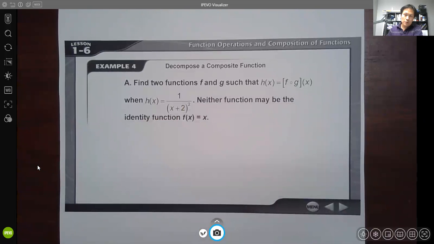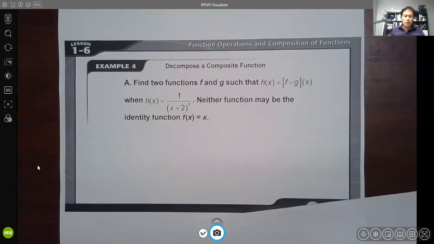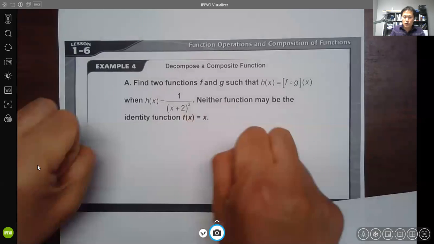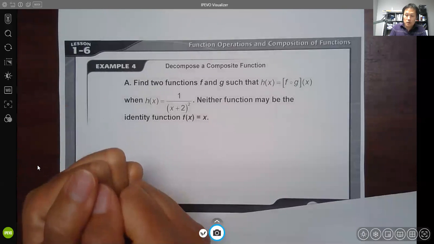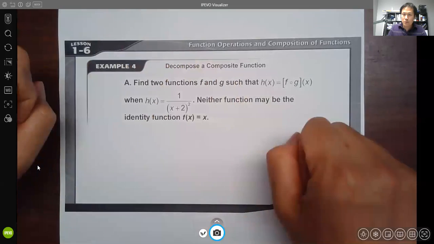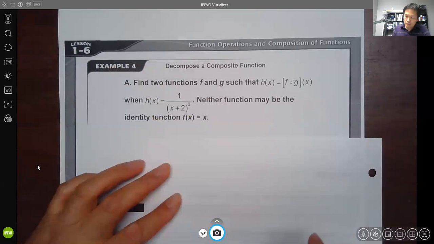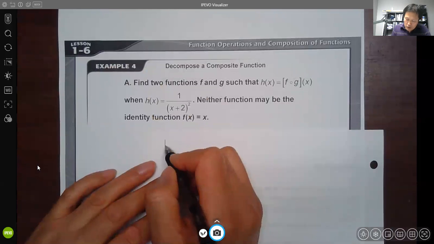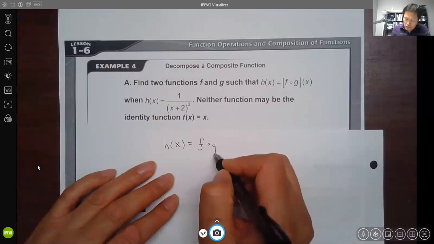Okay, what am I talking about here? So it's like going backward. Previously, when you did the composite function, I gave you two functions, and you were compositing them into one function. What this is, we have a composite function, and you are decomposing it into two different functions, okay? So here is h of x, they want that to be f of g of x.